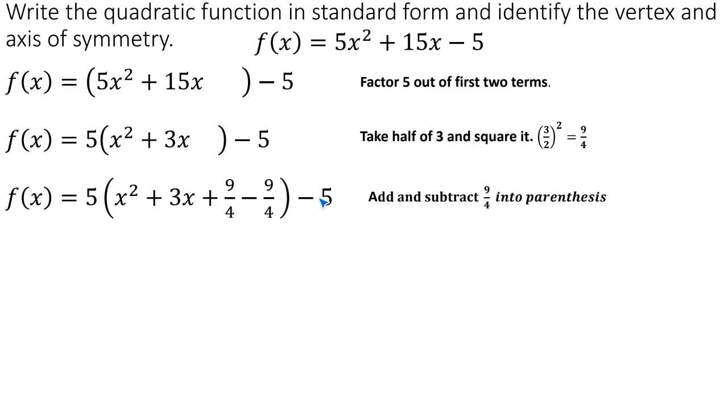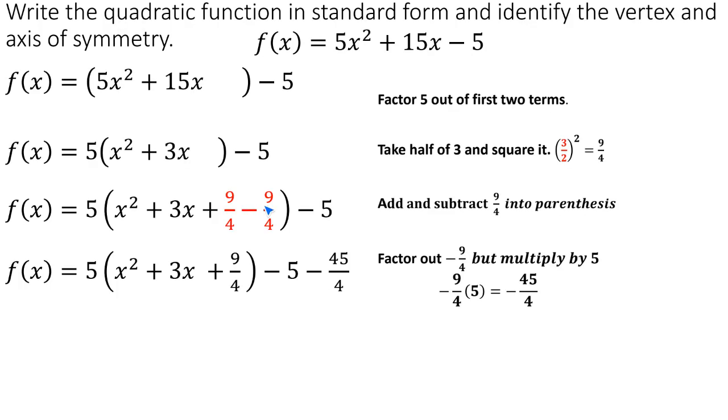And then, of course, we still have the minus 5 here. So you want to get rid of this negative 9/4. So you want to ask yourself, is there anything in the front? And there's a 5 here. So the first thing we need to do is multiply the negative 9/4 times the 5. And I went ahead and put it down here. Negative 9/4 times 5 is equal to negative 45/4.